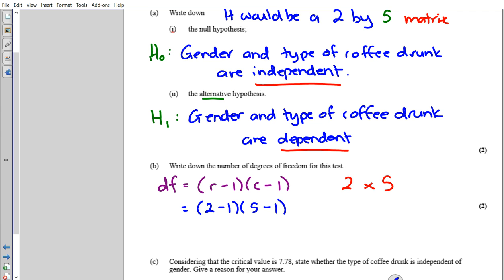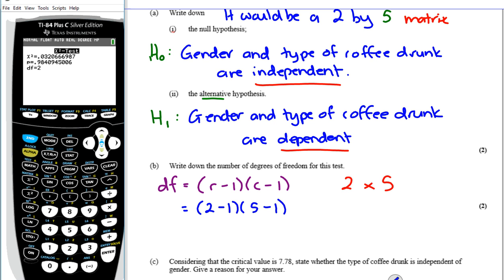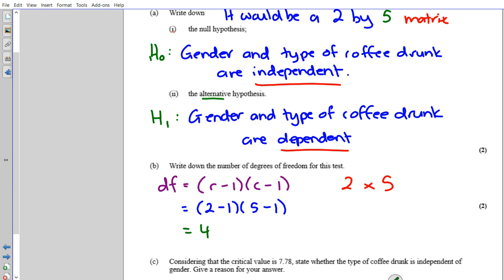If you're not sure, as I said, throw it in the calculator. So second quit. Brackets. You can put in 2 minus 1, just showing you that if you're not sure how to work that out, you've got your calculator. Don't worry about it. 5 minus 1. Lovely. If you've got it right, the answer is 4. 4 degrees of freedom. Because 2 minus 1 is 1, 5 minus 1 is 4, 1 times 4 is 4. So we've found the number of degrees of freedom.